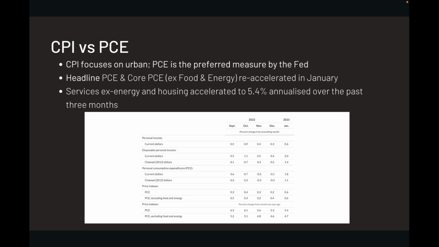Core PCE actually has reaccelerated, which is not good, and that's why we see bond yields spiking in the past 2 weeks. More crucially, the services sector has accelerated to 5.4%. So the Fed is highly aware of this development, and they're really worried that as soon as they pause, inflation is going to run away again. So that's why they basically don't want to pause and hike until you see a tangible drop in the PCE.